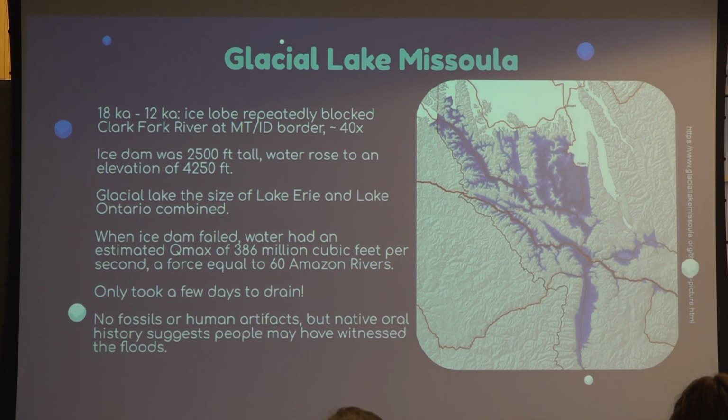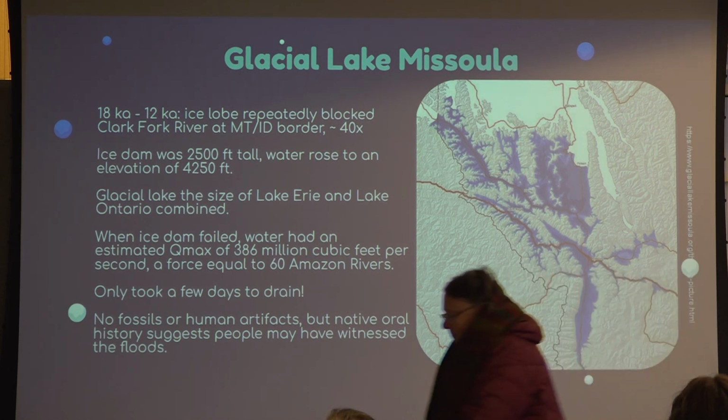Now, this didn't happen just one time or two times. This happened probably over 40 times, where it filled up and then catastrophically failed again. The ice dam itself was about 2,500 feet tall, and the water rose to an elevation of about 4,200 feet.